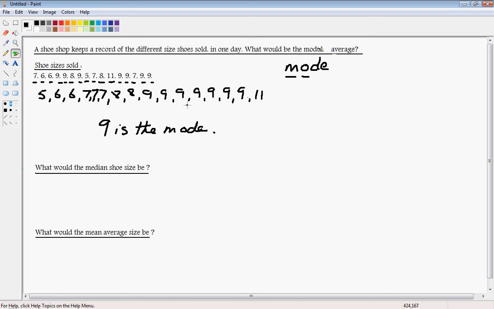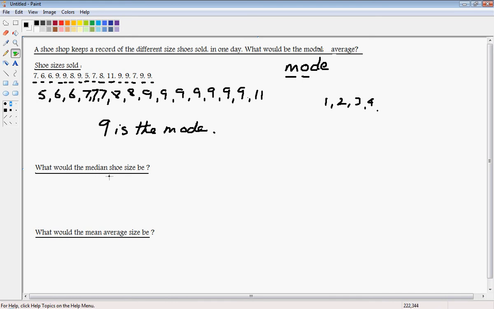Now sometimes you can get a question where maybe 7's occur as many times as 9, in which case 7 and 9 would be the mode. So we can have 2 or 3 numbers which are all the mode. We could have as well, if we have the numbers 1, 2, 3 and 4, we have no mode because no number repeats.